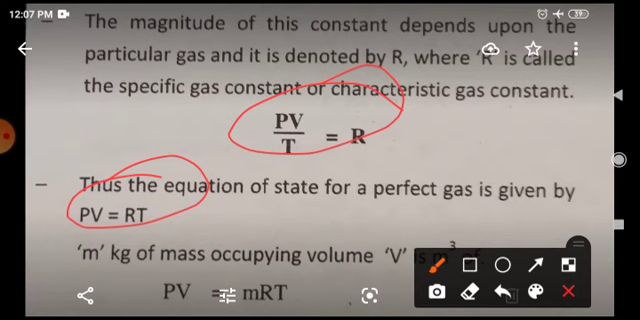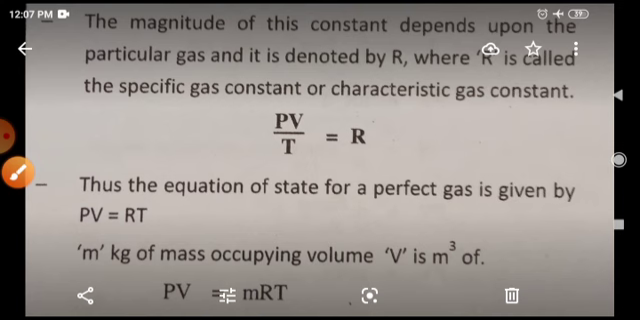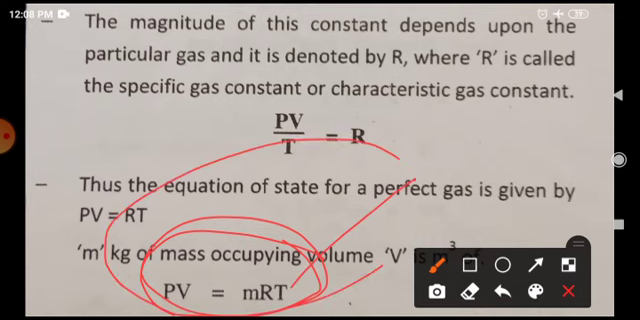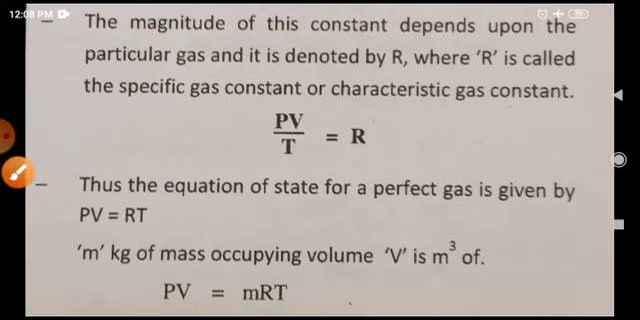This is the perfect gas equation. Now, if m kg of gas occupies volume V, then we have PV is equal to mRT. This is the equation of state. This PV is equal to mRT is called the equation of state.